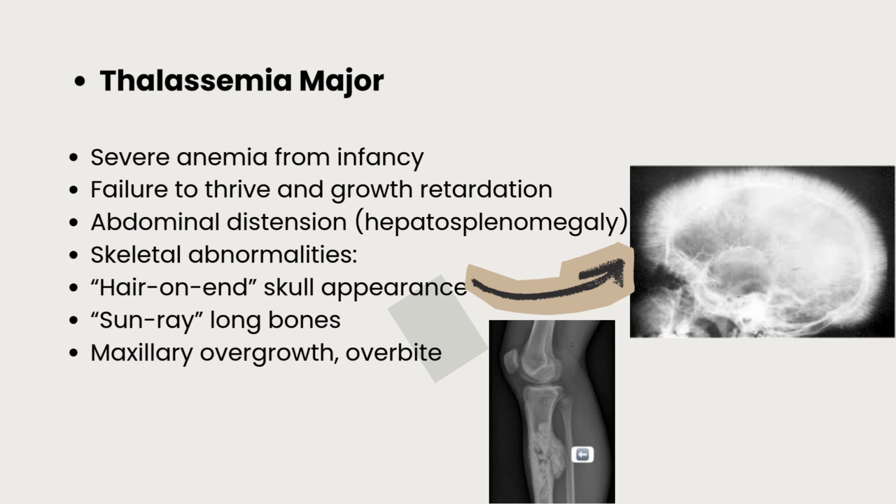Chronic stimulation of the bone marrow causes marked skeletal abnormalities. One classic radiological feature is the hair on end appearance of the skull, which occurs due to expansion of marrow spaces.